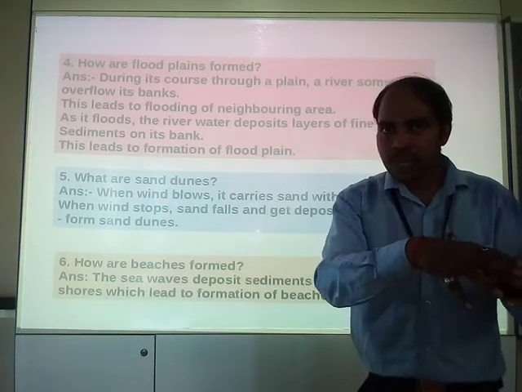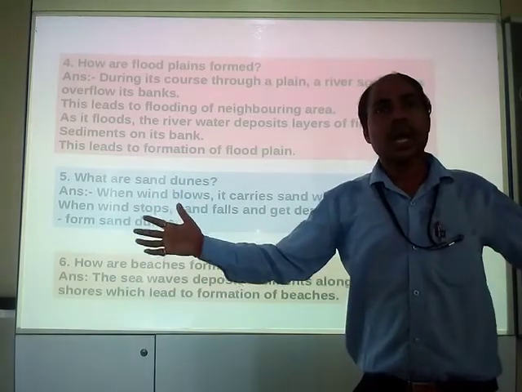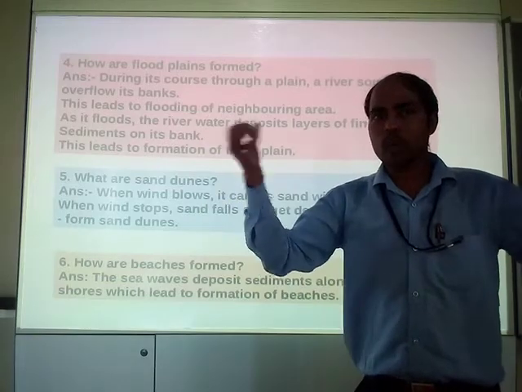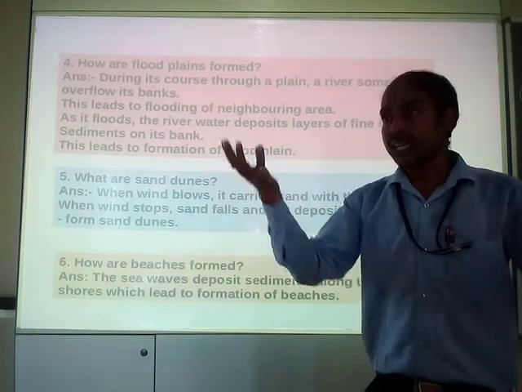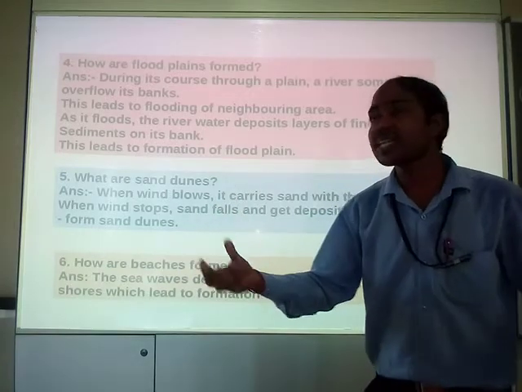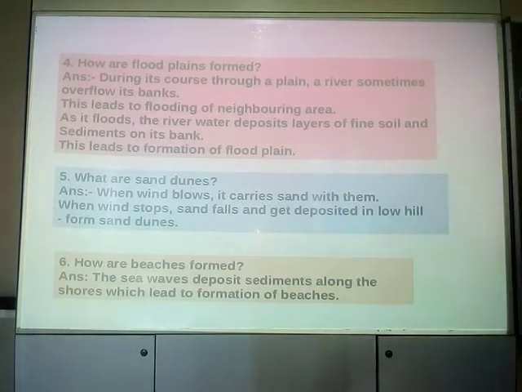So when the flood comes, water is everywhere, and when this flood goes away or water gets evaporated, we get sand, silt, sediments in that area which are very fertile, that lead to the formation of floodplain. Clear? The phenomenon is very simple. I don't think there will be any problem with these questions.